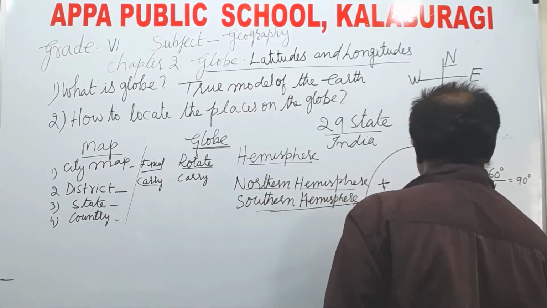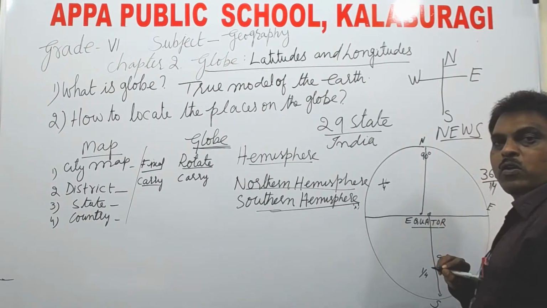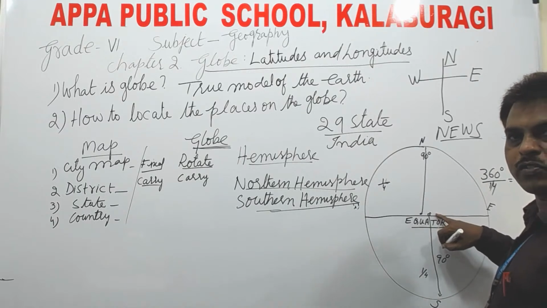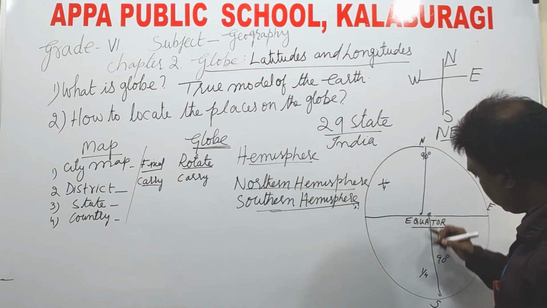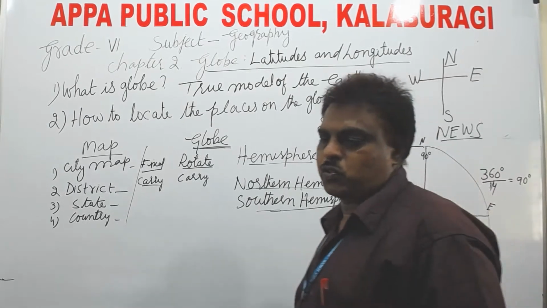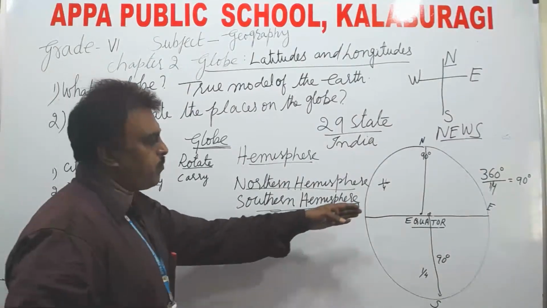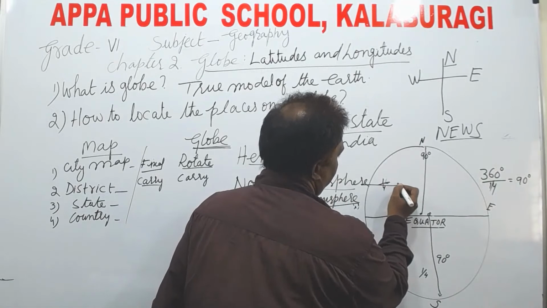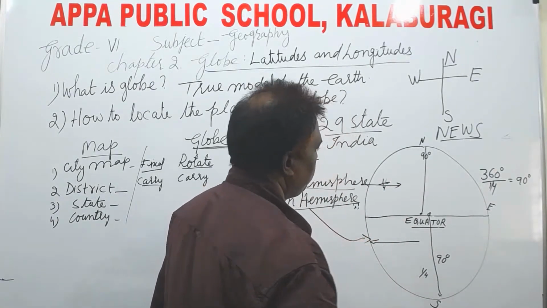Normally this is the equator. On it we have the 0 degrees. Exactly on the equator we have 0 degrees, and after 0 degrees it goes up to 90 degrees on the northern side. When it comes to the south side, again we have 0 degrees. The northern half of the earth is known as the northern hemisphere, and this is known as the southern hemisphere.